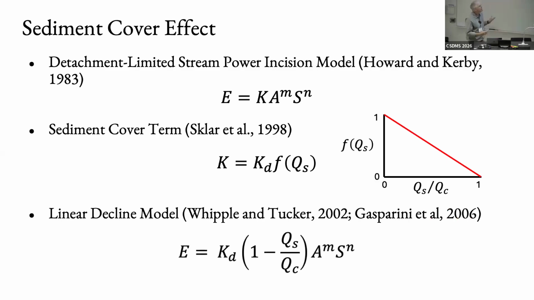And so this kicked off a model that we called the linear decline model. Greg and I published it in a paper in 2002. Nicole had a nice paper looking at this and other models back in 2006, where you have just that linear decline described in that term in brackets. That's what we call the cover term.